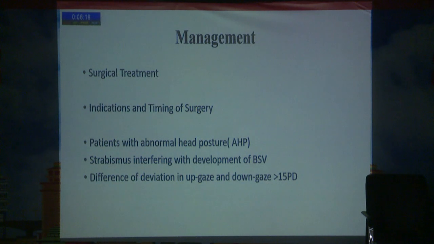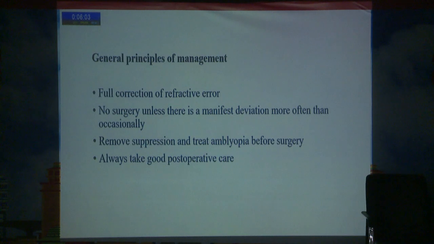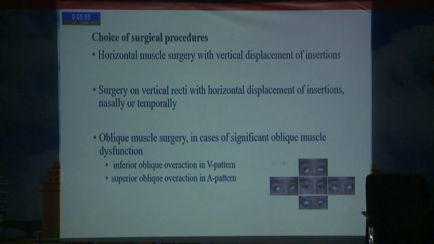As for the timing of the surgery, if you have an abnormal head posture and the strabismus is interfering with the development of the best BSV, and the difference you see in up gaze and down gaze is more than 15 PD, it has to be undertaken for surgery. Before taking up surgery, you have to give a full correction, you have to do the amblyopia therapy, and always take care of the post-operative care.